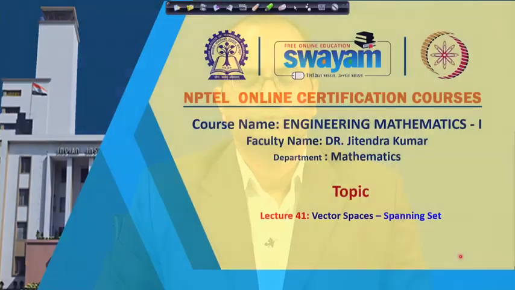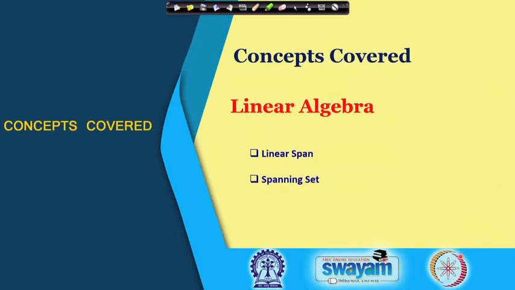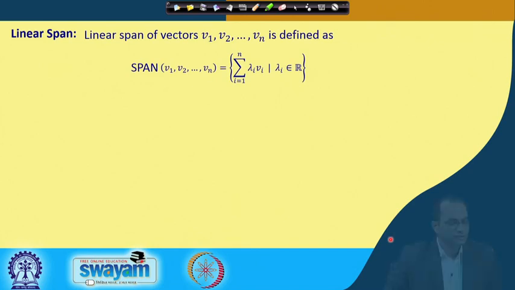So, welcome back, and this is lecture number 41. We will be talking about the spanning set. To define the vector space, we need to prepare for many concepts, and this is one of them, the so-called spanning set. Here we will be talking about the linear span first, and then we will be talking about the spanning set. So, what is the linear span?